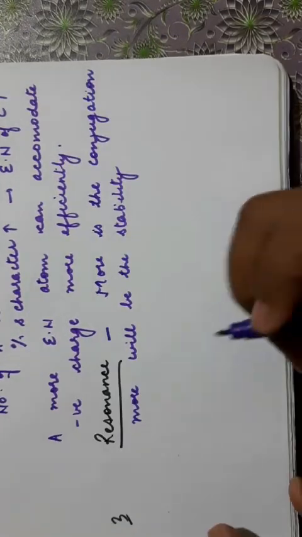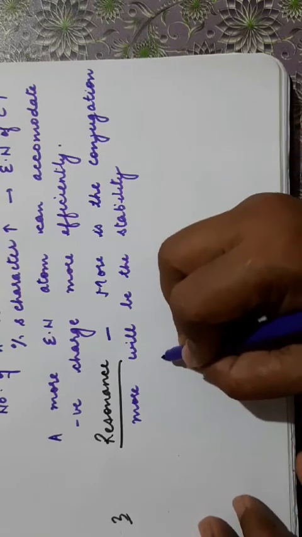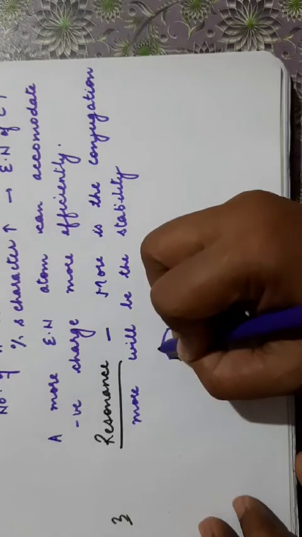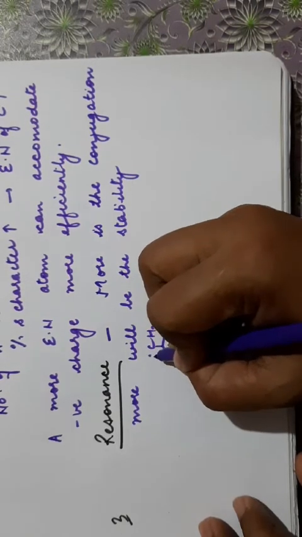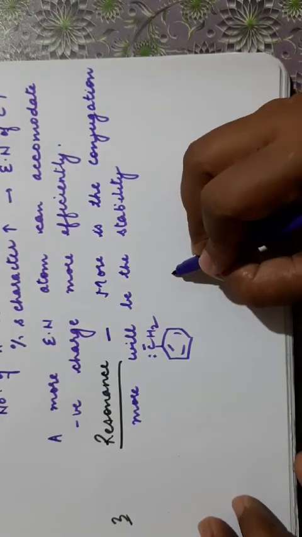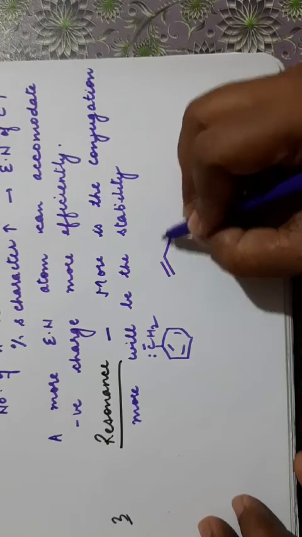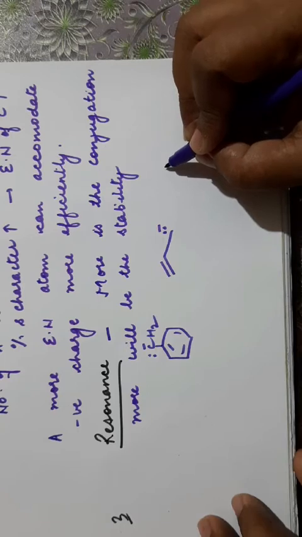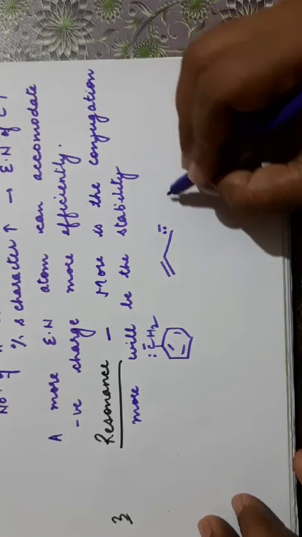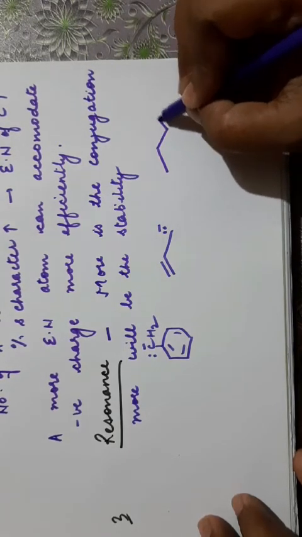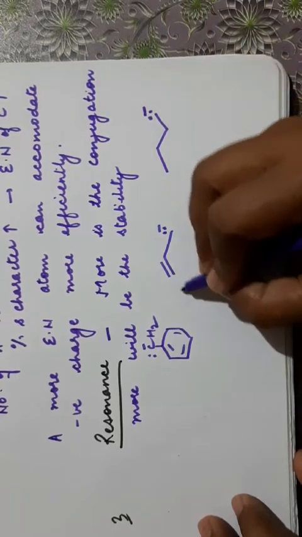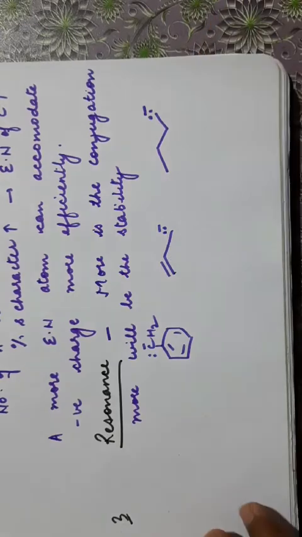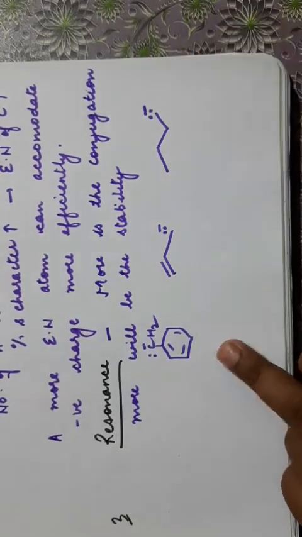Clear? So I will give an example for this. Suppose you have this carbanion, clear, and you have this carbanion, and you have this carbanion. So you have these three cases.